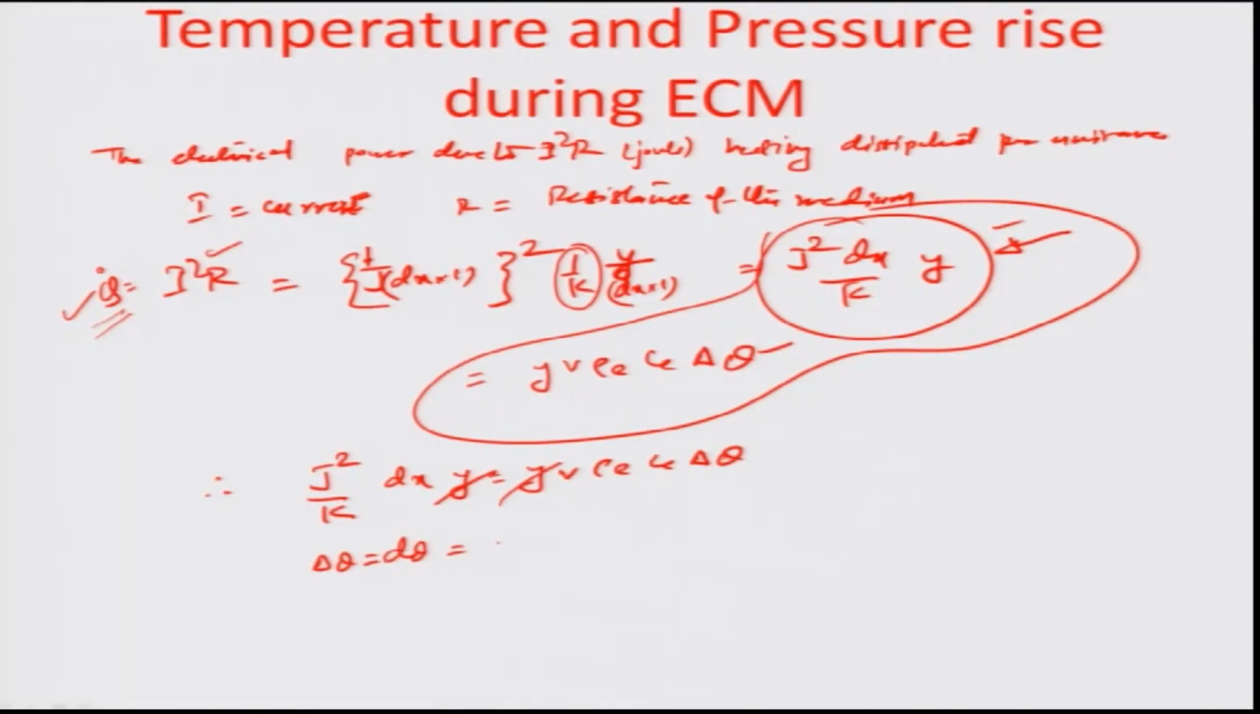So, d theta can be represented as square of j times dx divided by k v rho e C E, where rho e is the electrolyte density, C is the specific heat capacity, J is the current density in the medium, K is the conductivity, and V is basically the electrolyte flow velocity. You could call it VE in this particular case.